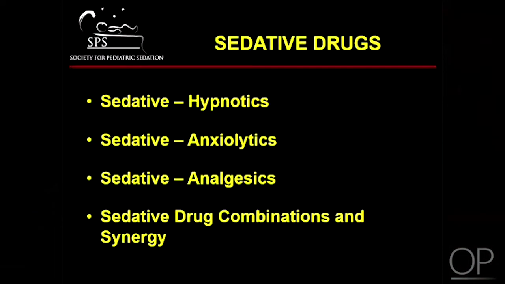We will now have a discussion of the most common sedative drugs used in pediatric procedural sedation practice. These sedative drugs will be divided into 4 general classes based on their predominant clinical effect. The first will be sedative hypnotic agents that are predominantly used to promote sleep. Second will be a sedative anxiolytic drug that reduces anxiety and fear in anticipation of a procedure. Third are sedative analgesic drugs used to treat pain. And finally, there will be a brief discussion on the combination of various sedative agents to complement each drug's pharmacologic action and achieve either additive or synergistic effects.